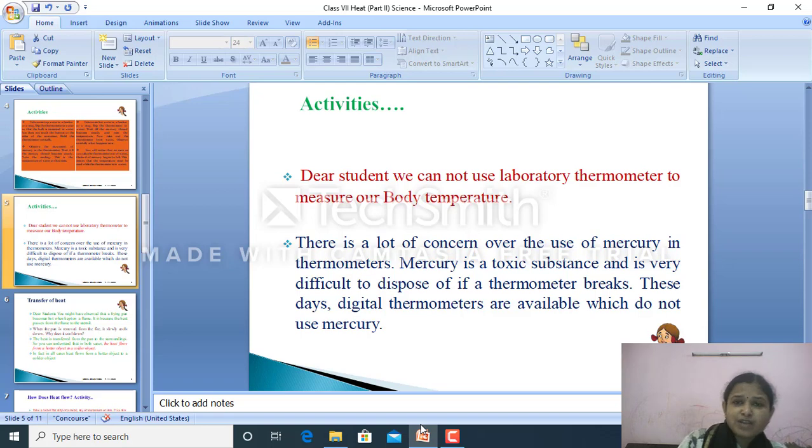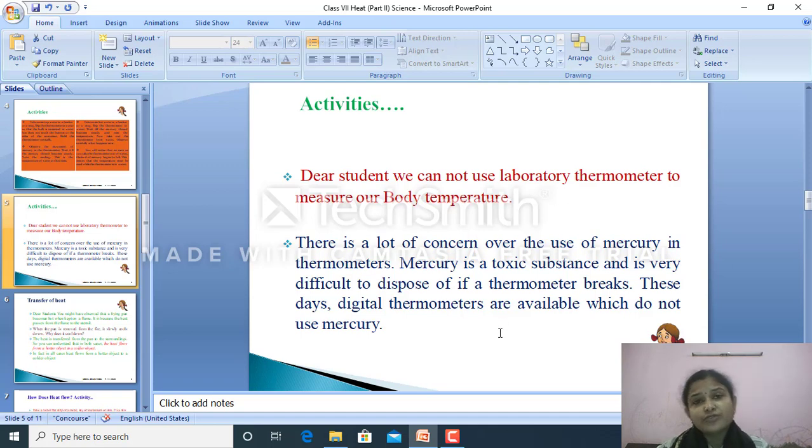A clinical thermometer has a kink, but a laboratory thermometer does not, due to which, as soon as we take it out, the mercury level will fall down rapidly. That is why we cannot use a laboratory thermometer to measure our own body temperature.